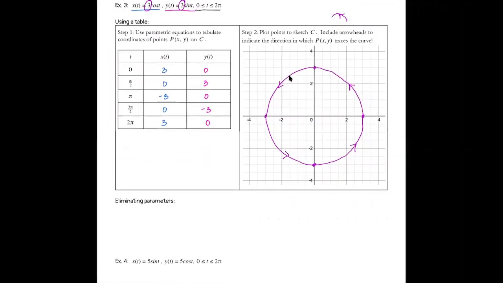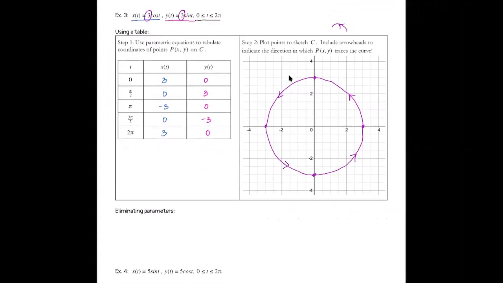So let's talk about eliminating the parameters, okay? Now, like I said earlier, there are a lot of different ways to eliminate the parameters. However, we want our rectangular equation to look like an equation that we know how to graph. So when we eliminate the parameters, especially for the sine and cosine ones, I want us to follow these steps so that we can see what this actually looks like, okay?